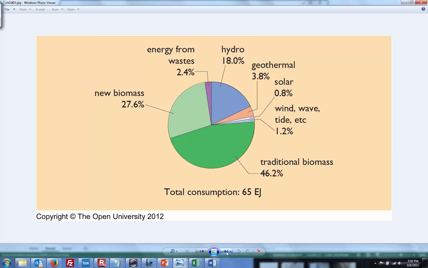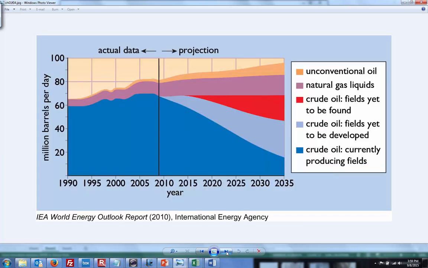Hydro might go up a little bit. Geothermal, I think, has the potential to go up tremendously. Solar and wind and wave will definitely increase. I know we're going to get more energy from waste, and I don't know, we'll see what new biomass does, but I'm not holding my breath on that one.